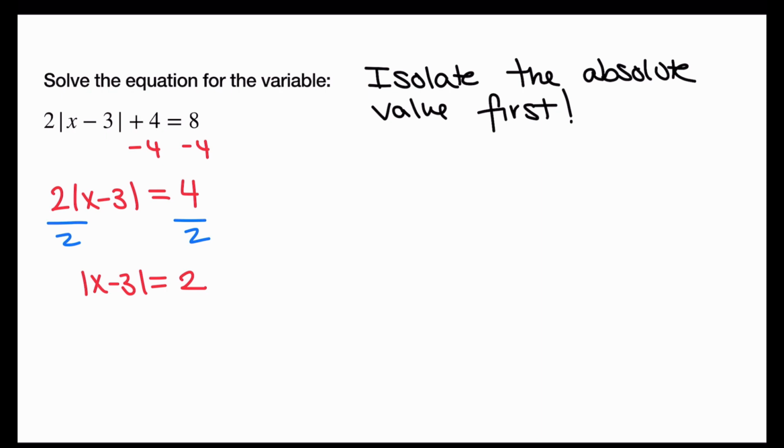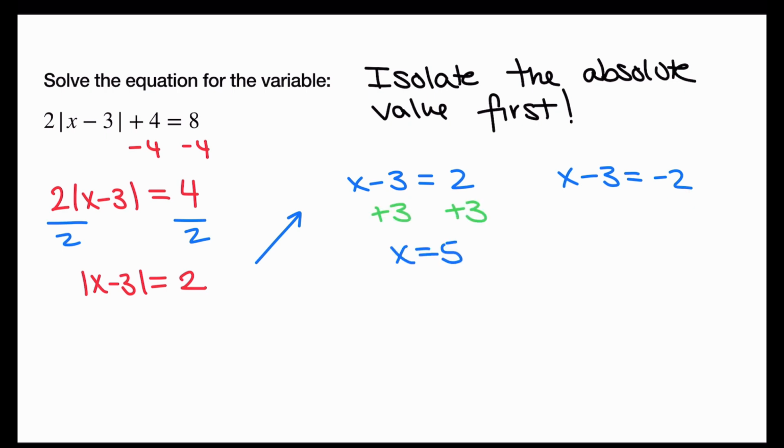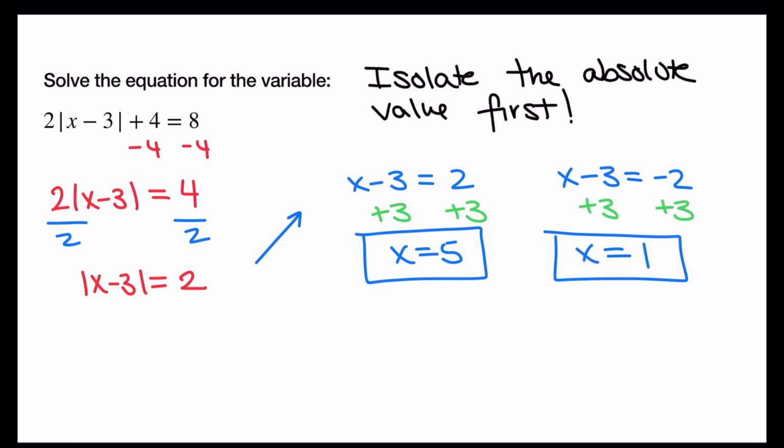So we're trying to find all points that are 2 units away from 3. But I'm going to break this up into two equations. The x minus 3 could equal positive 2, or the x minus 3 could equal negative 2. To solve, I add 3 to both sides, and I get a solution of x equal 5, and another one of x equal 1. So again, I have two solutions, 5 and 1.